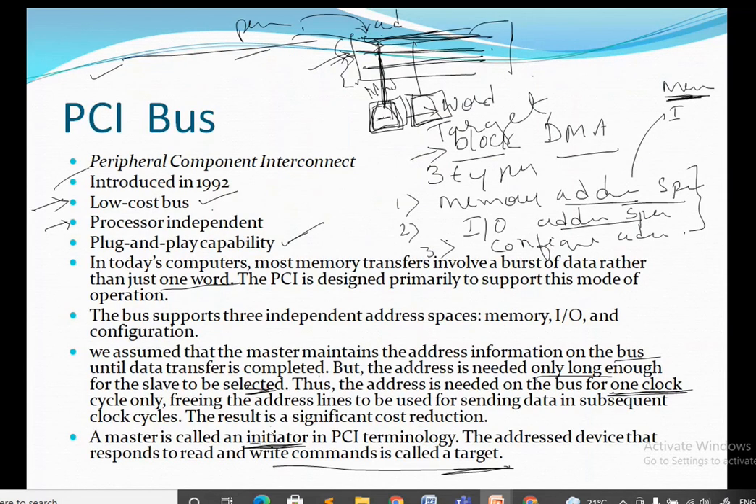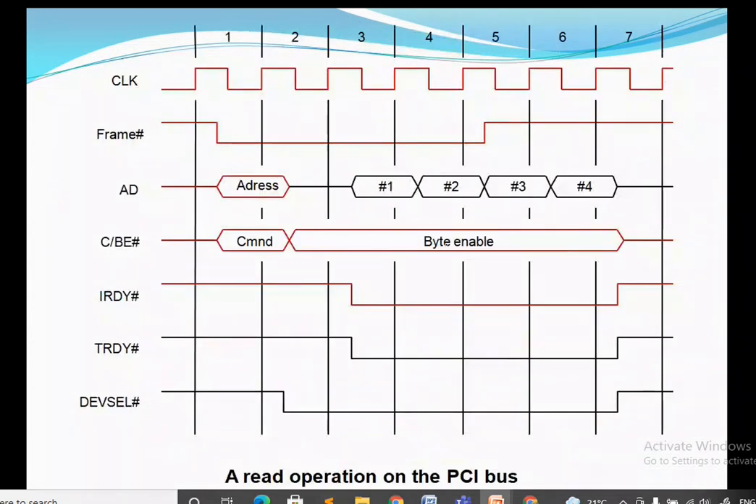Just listen to the steps I am explaining. I'll explain this diagram with respect to the clock cycle. How many clock cycles are here? There are 7 clock cycles, and here it is going to perform the read operation. That means the initiator is going to try to get data from a particular device, for example the keyboard: the processor is going to get the data from the keyboard. In that case, how does the PCI bus work?